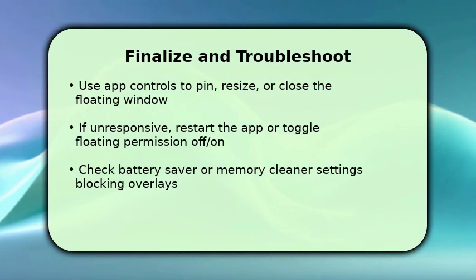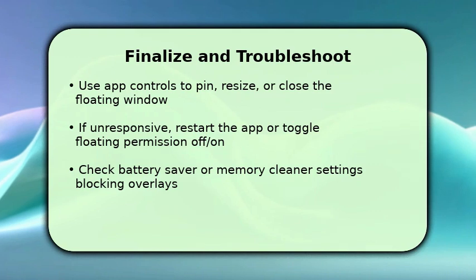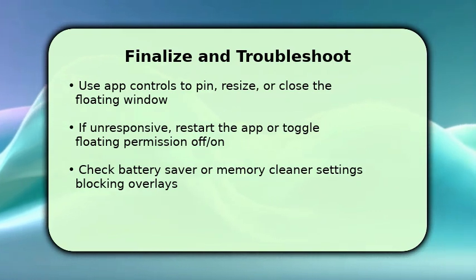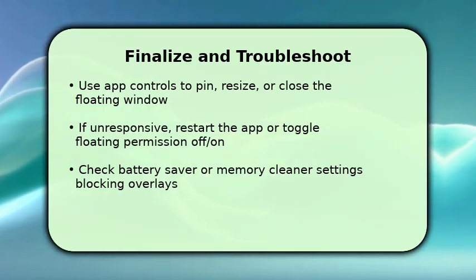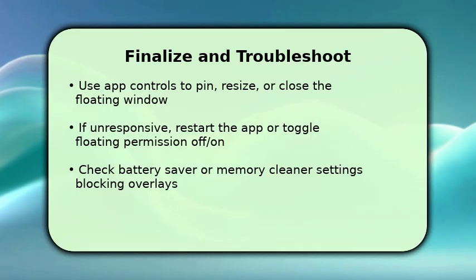Swipe inside the floating window to use the app, tap outside to keep it open, and use the close handle to dismiss. If the window fails to appear, restart the app and re-enable the floating permission. This often resolves cached permission issues.